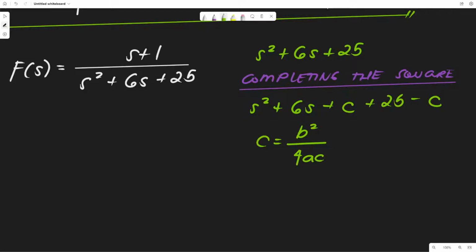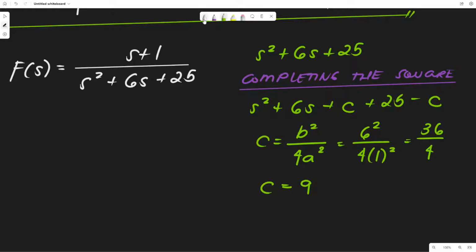Sorry, that's not 4ac, that is 4a squared. What is b? That is the numerical coefficient of s, and a is the numerical coefficient of s squared. So we have here 6 squared over 4 times 1 squared. This is 36 over 4, so c is equal to 9. 36 divided by 4 is 9.